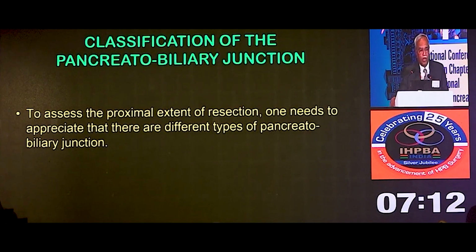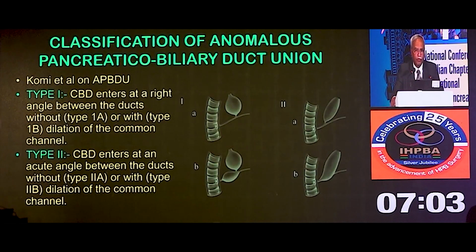So, we need to find out what is the new classification of the pancreatobiliary junction. And there are different types, I'm going to refer to the Komi classification. In type 1, the CBD enters at a right angle between the ducts, either without or with dilatation of the common channel. In type 2, you have the CBD entering at an acute angle, A without and B with dilatation of the common ductal channel.